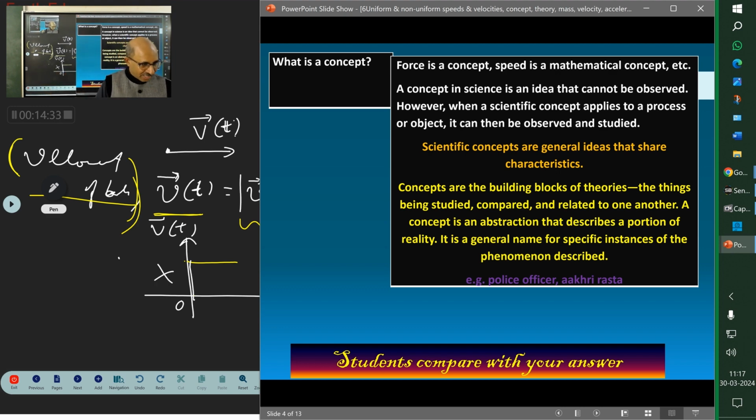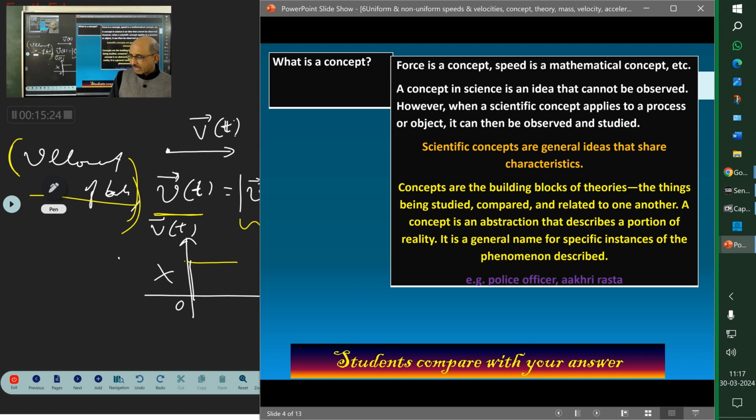So leave it apart. In science, a concept applies to a process or an object. When a scientific concept applies to a process or an object, then it can be observed and studied. So when I apply force on a body, if it is accelerating, then you can say it is happening. So force becomes a concept. Scientific concepts are general ideas that share characteristics. So they have certain characteristic features which can be measured. Of course, the characteristic quantities that can be measured are called properties. So concepts can also have certain properties. Concepts are building blocks of theories, the things being studied, compared and related to one another.